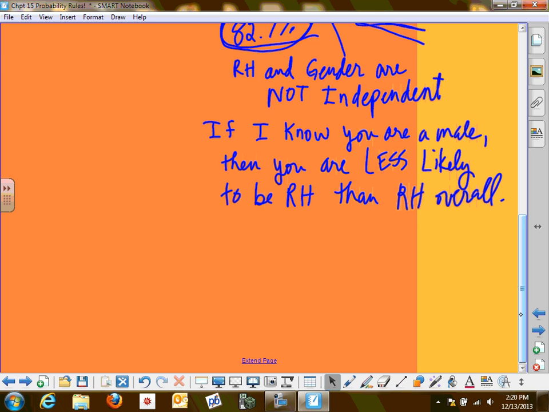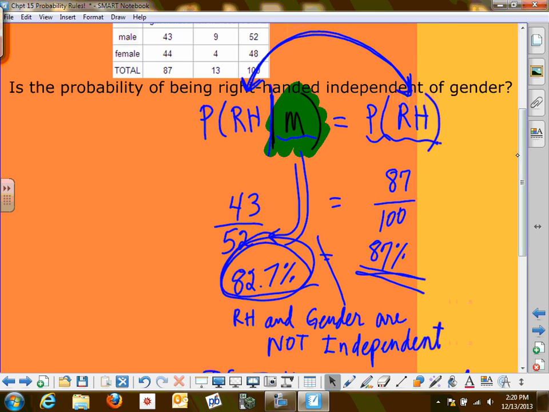Now, I do want to just tell you that if you had put some different variables up here, for example, if you had done this problem like this, probability of male given right-handed, then what would go here?